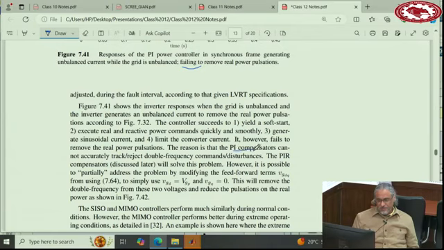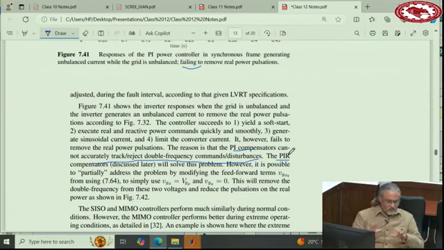PI compensators cannot accurately track double frequency disturbance. Then we need to use a PIR. So we need to use it, and this is the weakness of this approach. Despite this, people have always been using it, kind of because of simplicity.